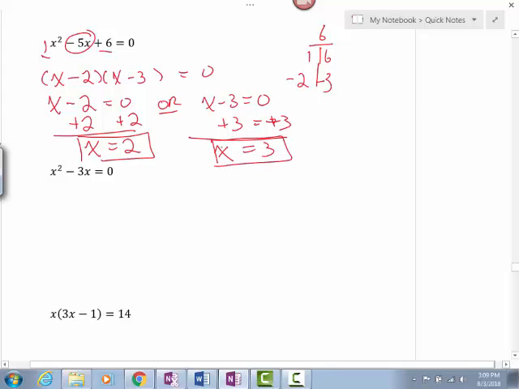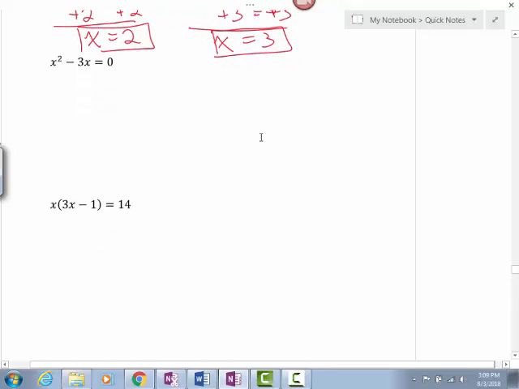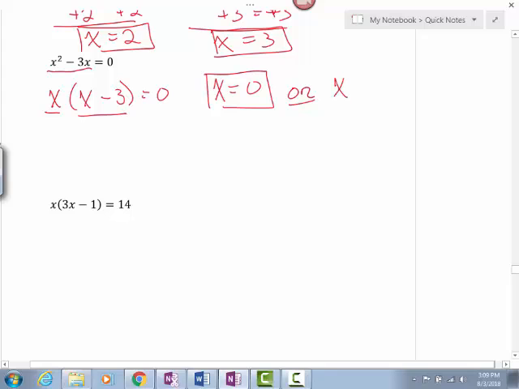All right, great. So now for the next problem that I have here, x squared minus 3x equals 0. First thing I want you to notice, this part only has two terms. So instead of me using that shortcut, I'm really just going to factor out the letter x from here. And that's going to give me x times x minus 3 equals 0. Again, I'm going to go ahead and set each part equal to 0. So x equals 0, or x minus 3 equals 0.